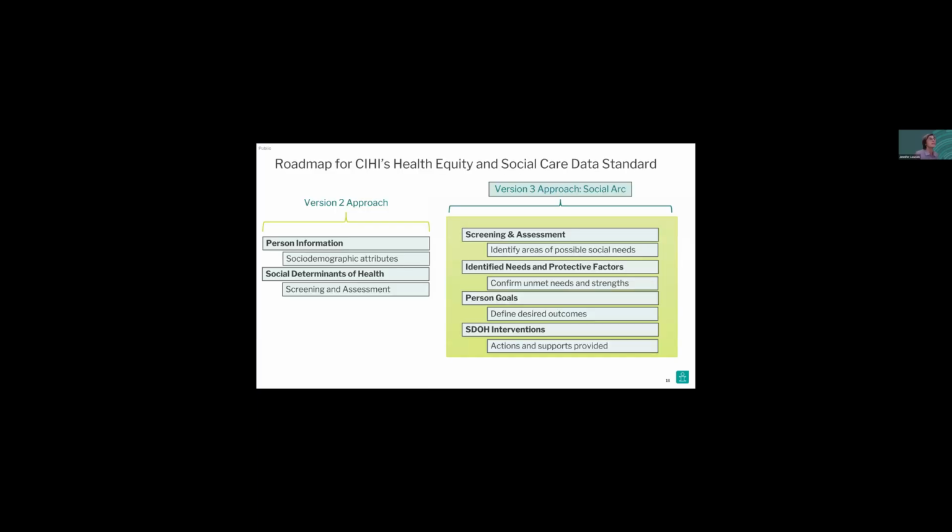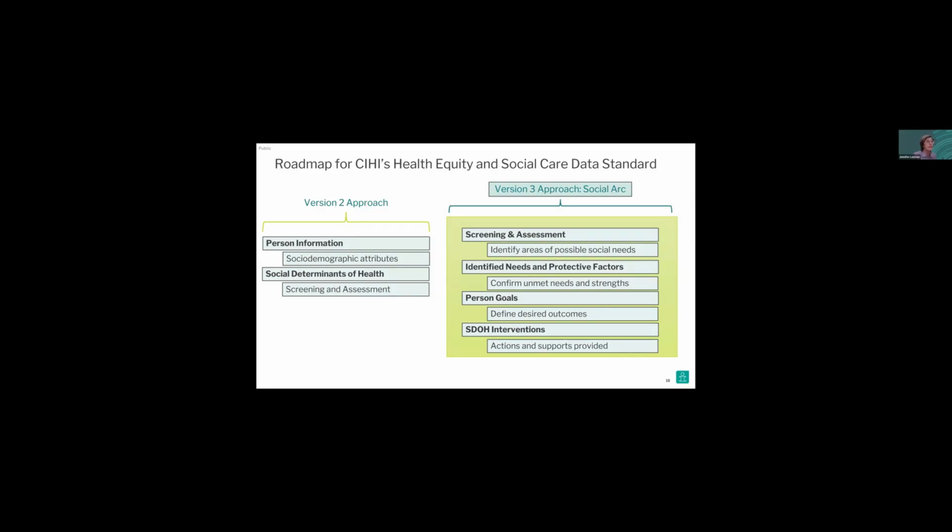So just to recap, in version 2 of the data content standard released last September, we had 2 clusters of data elements, one within the person information category, defining several sociodemographic attributes. In another cluster, there were data elements that related to screening and assessment of social risk and social needs.